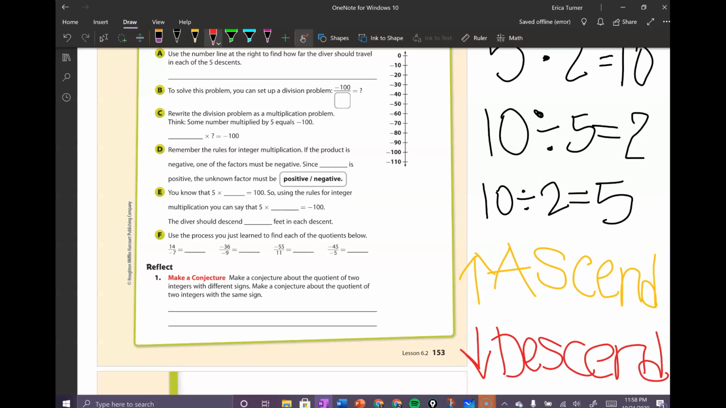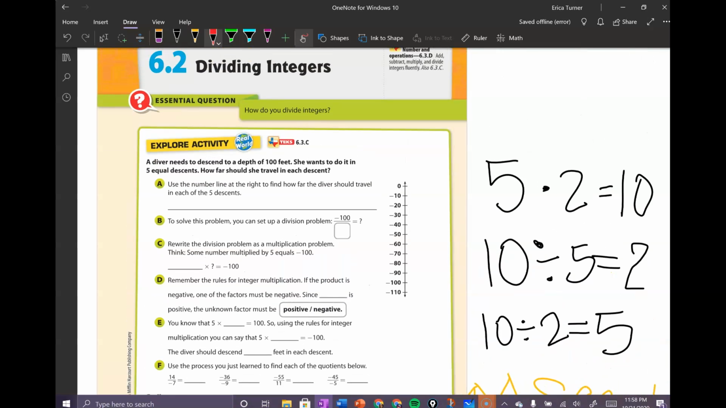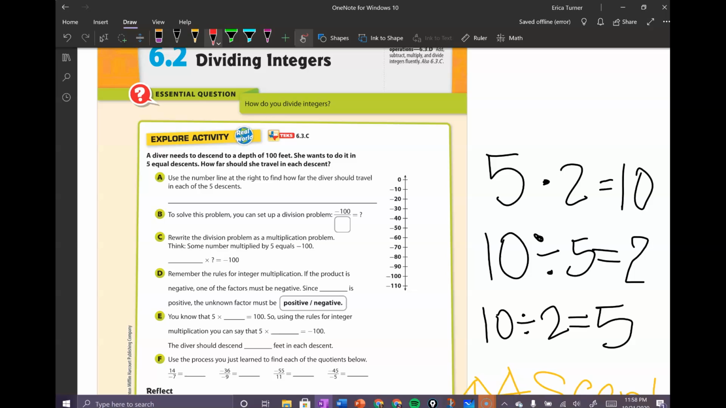Okay, forgive me. I don't have my pen, so it's kind of hard to do touchscreen. Alright, so let's go through our explore activity.